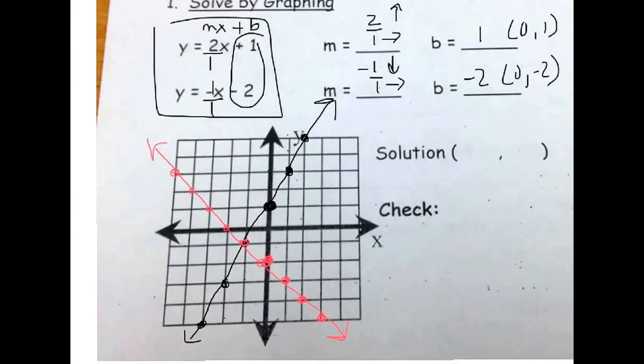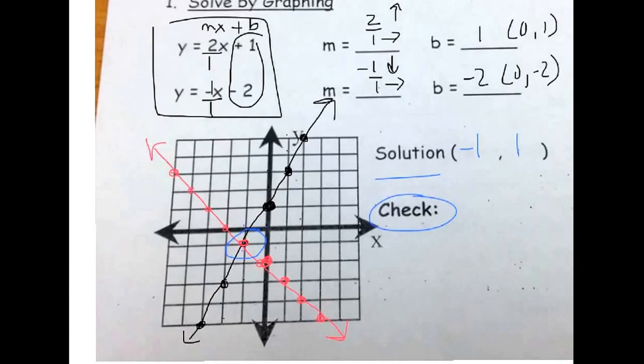And we can see that our two lines hit right there at that point, which is left 1, down 2, which is negative 1, 1. I said down 2, but it's just left 1, down 1. And this is our solution. The checking part we're going to learn about later on in the video, so we'll leave that blank for now.